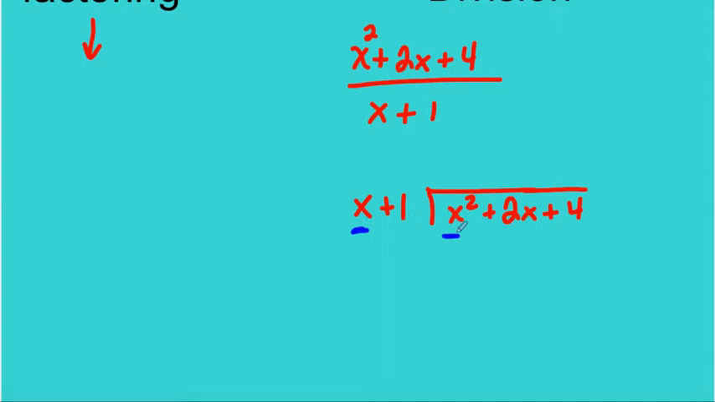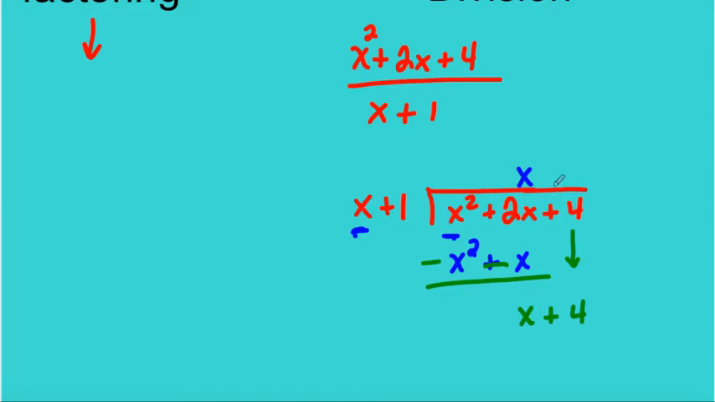So I say x times what gives me x squared, or how many times does x go into x squared, which would be x. I like to line it up right above the term that has the exact same exponent. And then I multiply the x by x plus 1. That's going to give me x squared plus x. Then I subtract, so I'm going to change the signs. So I add down, and that's going to give me x. Bring down the 4, so x plus 4.